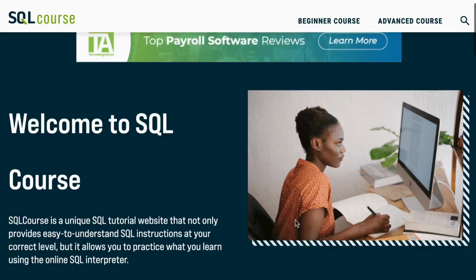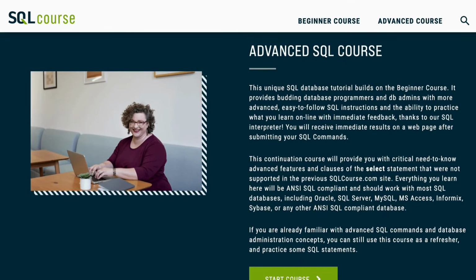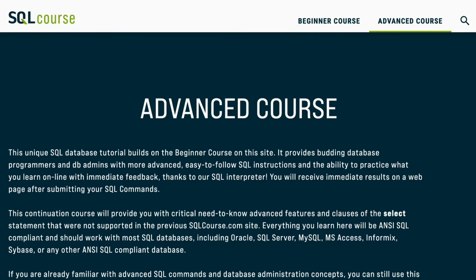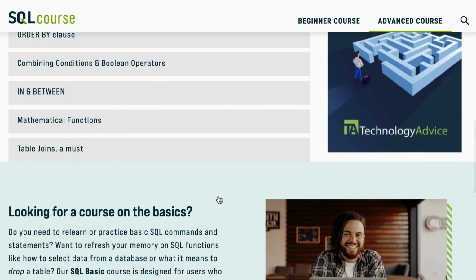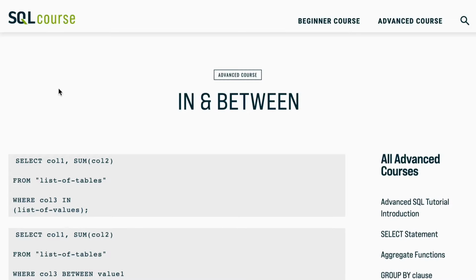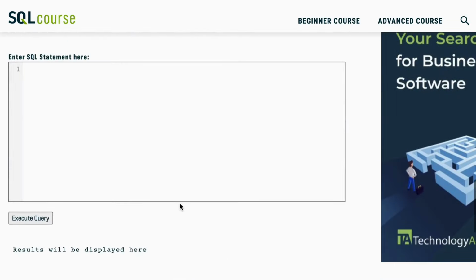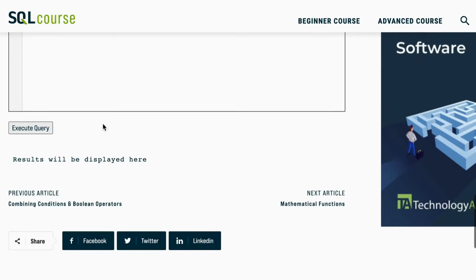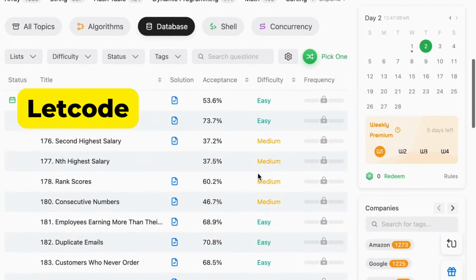Number 4 is Skulkers. Skulkers is a SQL tutorial website that not only provides easy-to-understand SQL instructions at your correct level, but it allows you to practice what you learn using the online SQL interpreter. There are two courses, Beginner SQL Course and Advanced SQL Course with SQL Simulator for practice. It's completely free.